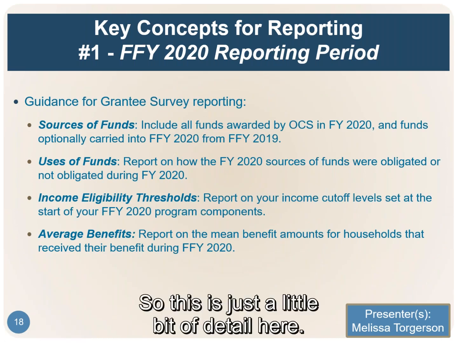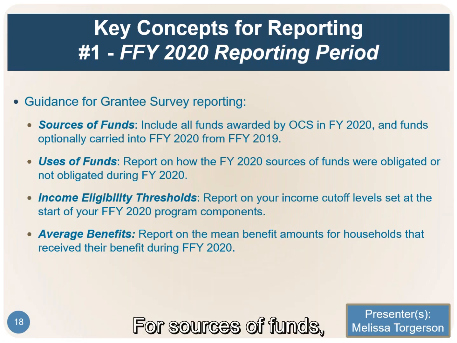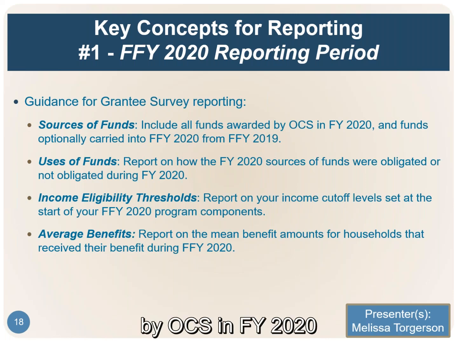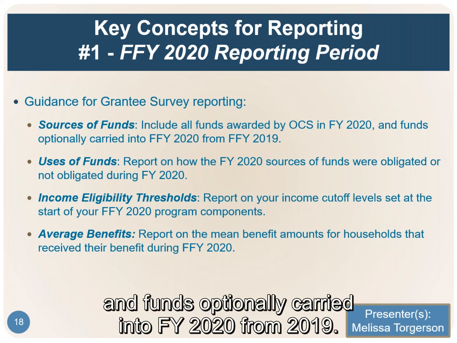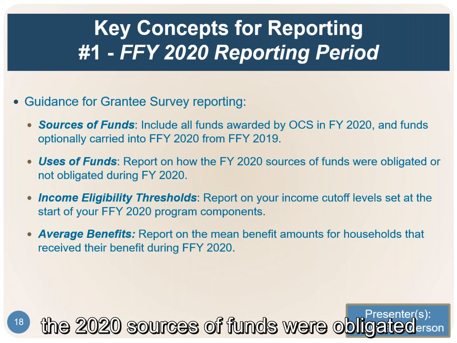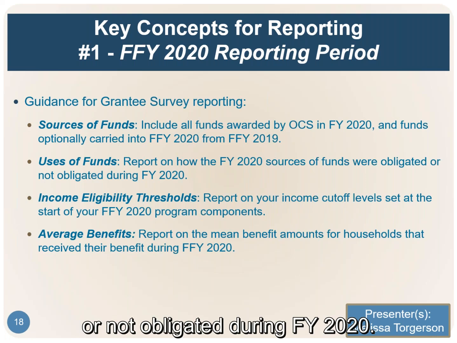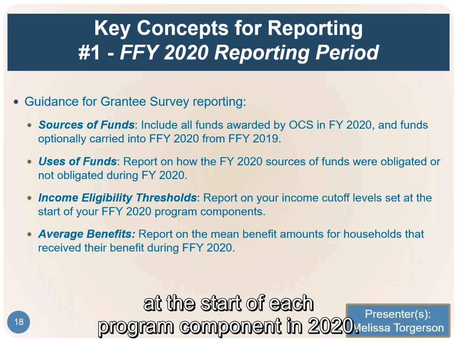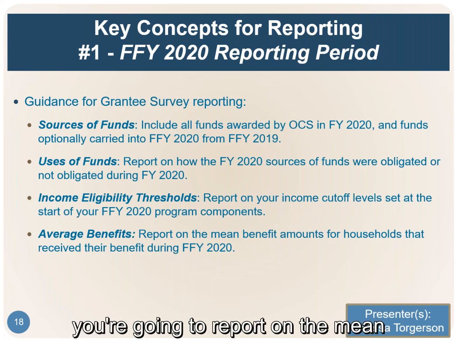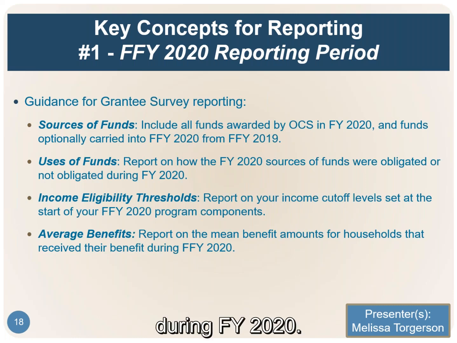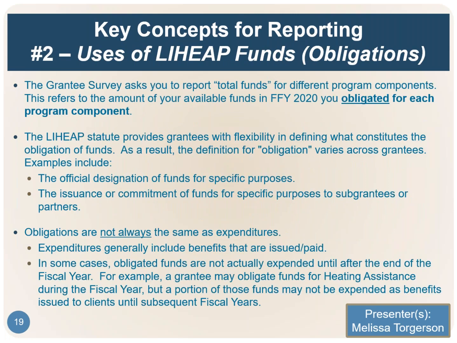So this is just a little bit of detail here. For sources of funds, which is a big piece of this report, you're going to include all funds awarded by OCS in FY 2020 and funds optionally carried into FY 2020 from 2019. For uses of funds, you're going to report on how the 2020 sources of funds were obligated or not obligated during FY 2020. For income eligibility thresholds, you're going to report on your income cutoff level set at the start of each program component in 2020. And average benefits, you're going to report on the mean or the average benefit amount for the households that received their benefit during FY 2020.